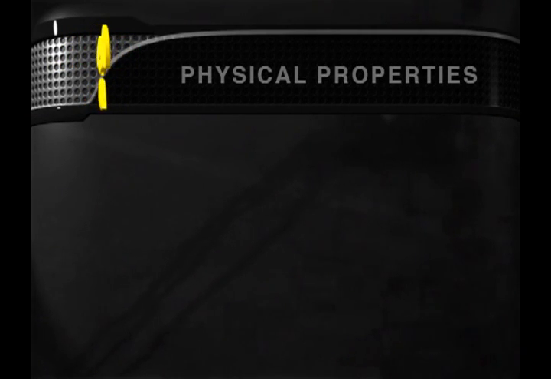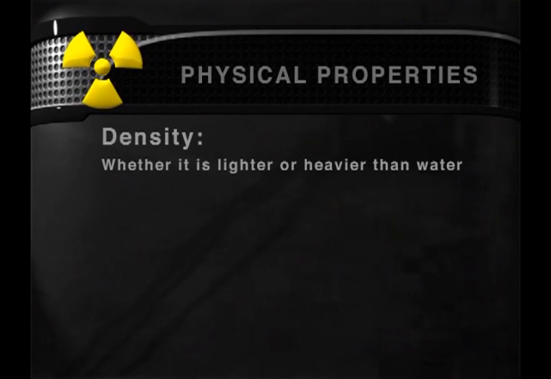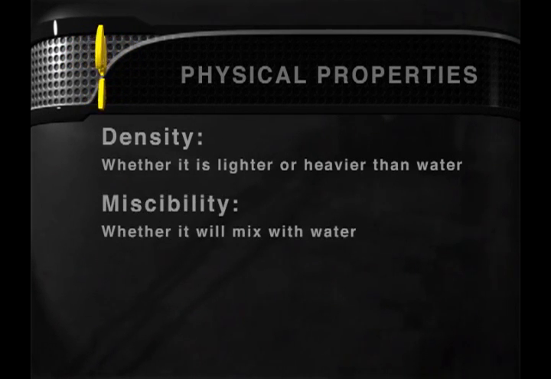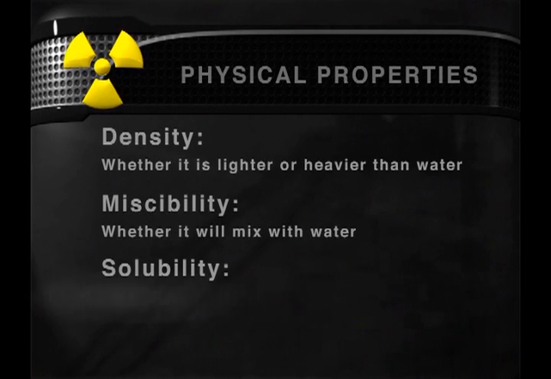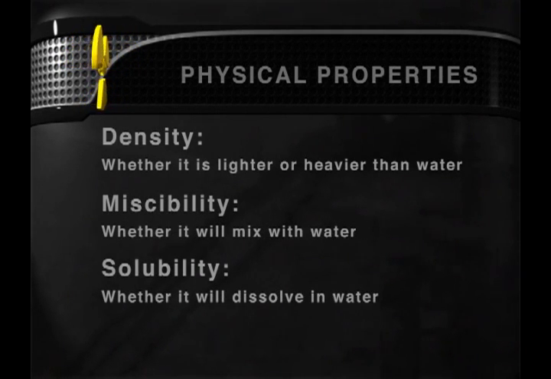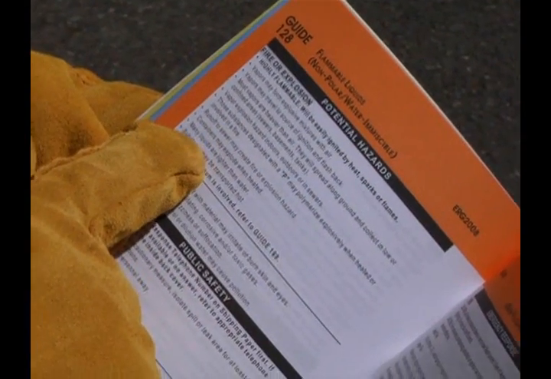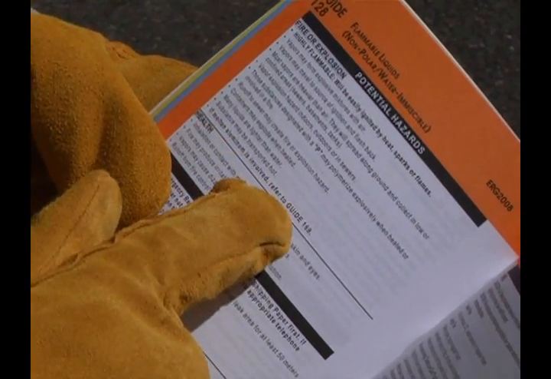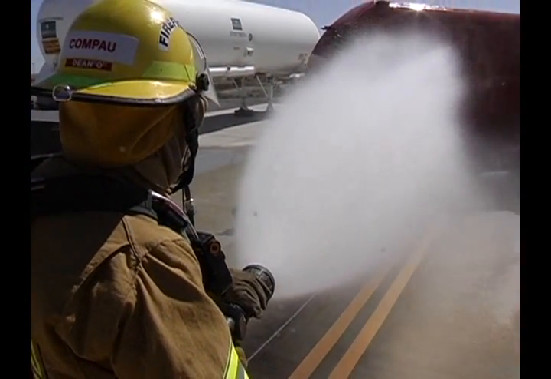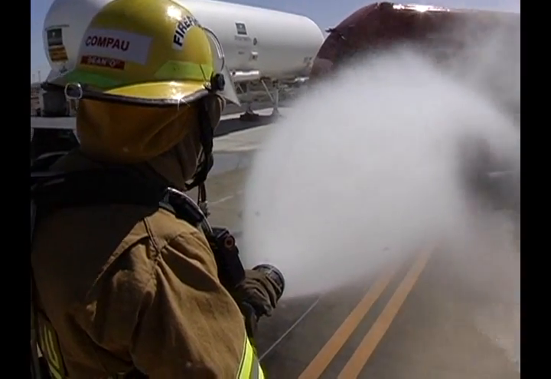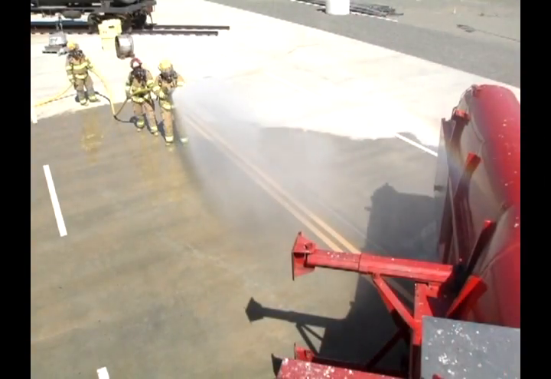Physical properties describe a product's observable or measurable physical aspects, both inside and outside a container, such as density, or whether it is lighter or heavier than water, miscibility, whether it will mix with water, and solubility, whether it will dissolve in water. You should also determine how the product reacts with water and other materials it might contact. Use water with great care. Water can be helpful in diluting some products, but it can also spread the product or react with it, generating toxic vapors.